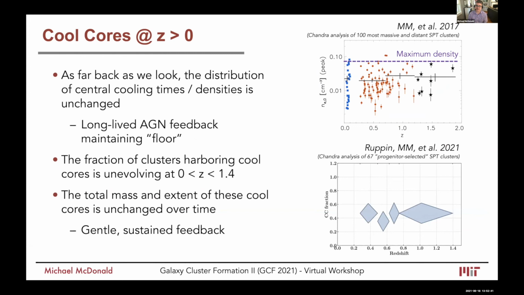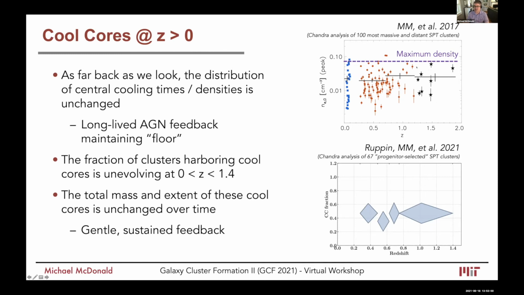And so we can look at this in terms of the central density. The central density as you go back in time is fixed. There's kind of a maximum density. This could be the sort of precipitation floor that someone like Mark Voigt would talk about. But there's basically the distribution of densities in the centers of clusters is unchanged at all redshifts.